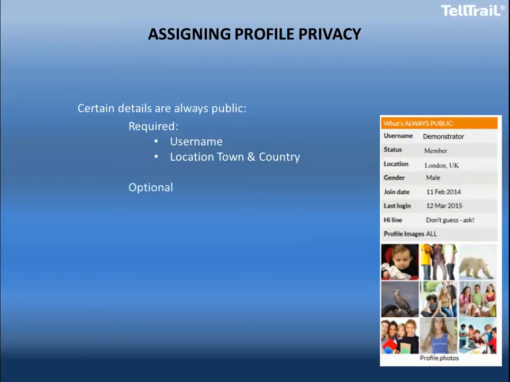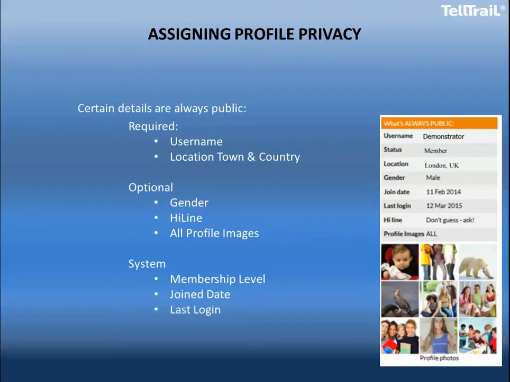Next are the things you supply at your discretion. Gender, you can specify or not as you wish. Highline, this is an optional line of introduction to other members. Profile photos. Note that the whole profile images album is public, so you should choose images that are fun and quirky, describing your interests or your character rather than revealing your identity. Finally, there are system values. Your membership type, standard or gold, and when you joined the site and when you last logged in.